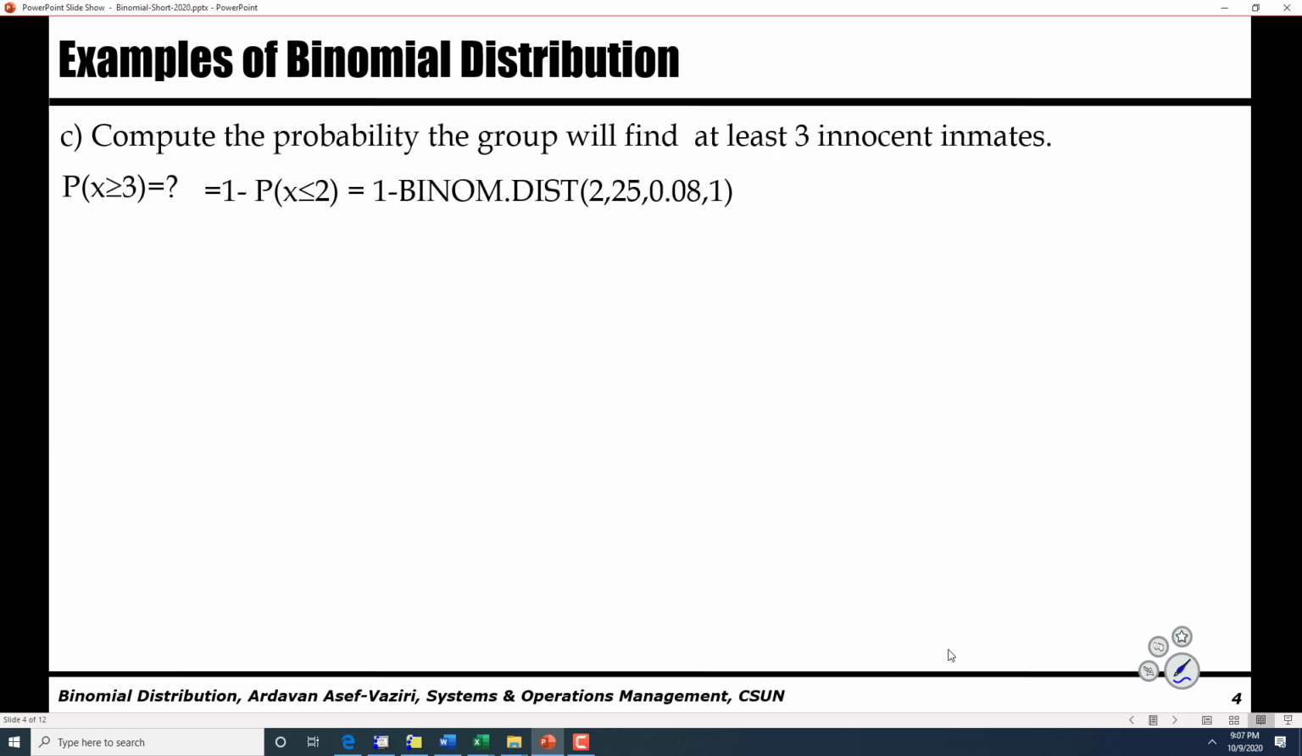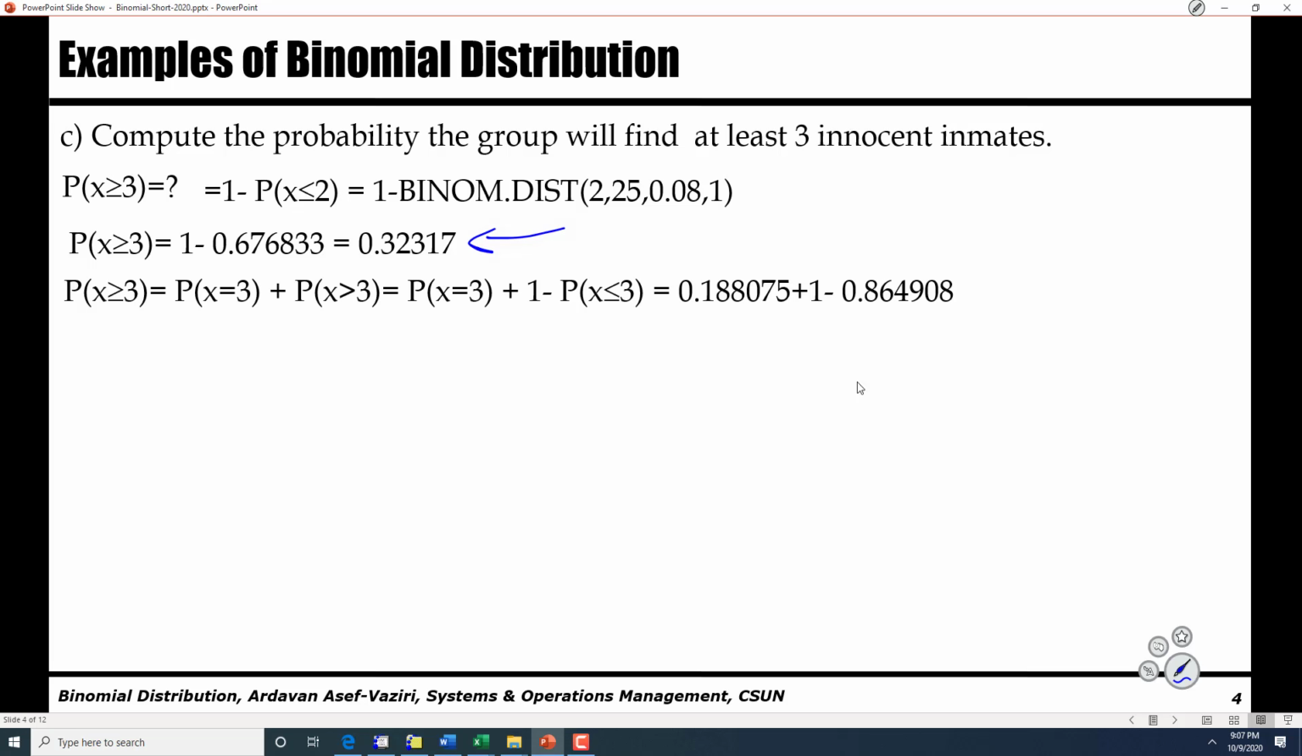The probability of x greater than or equal to 3 is equal to 1 minus the probability of x less than or equal to 2. We put it into the Excel formula, get the result, subtract it from 1, and that is the solution.